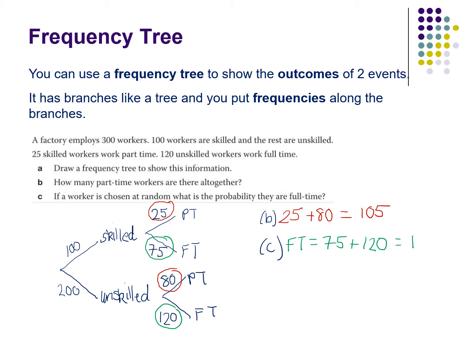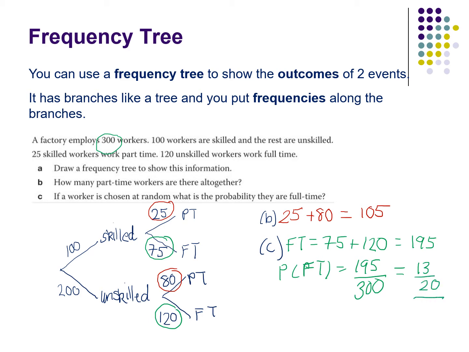Okay, which is 195. Probability of being full-time? Well, that's going to be how many are full-time? 195 out of how many are total? It says it in the question there, 300. So 195 over 300. Put it in your calculator and that cancels down to 13 over 20. And I'm just going to leave it like that.